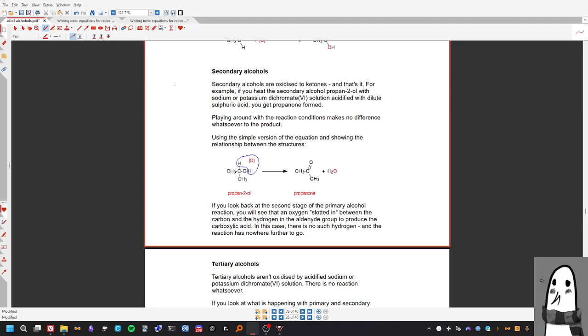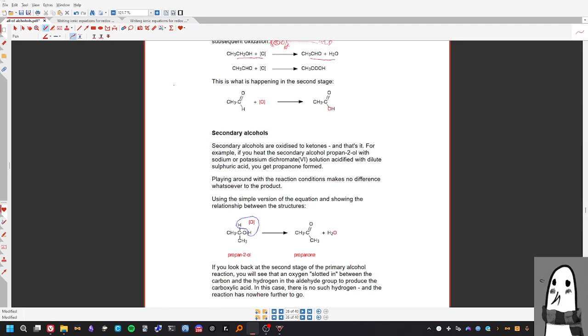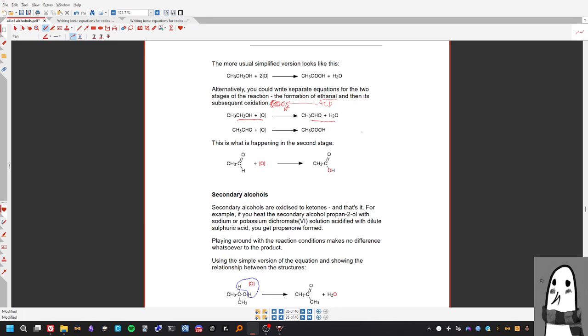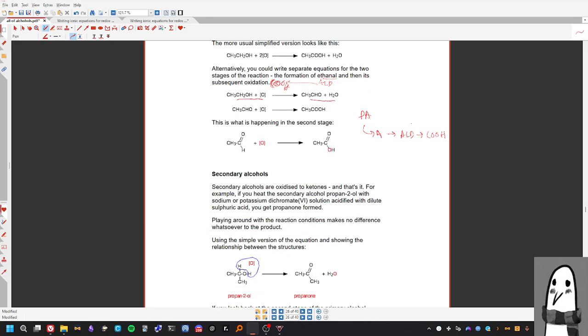Okay, now your secondary alcohols. That's going to be after your primary alcohols. Remember, primary alcohols go from your alcohol to your aldehyde to your COOH, right? Or you could write aldehydes as C double bond O H.